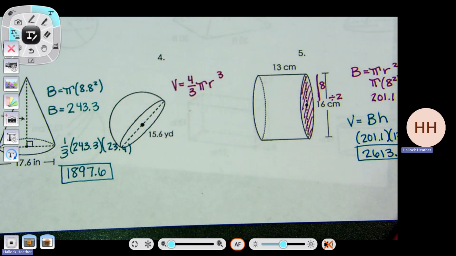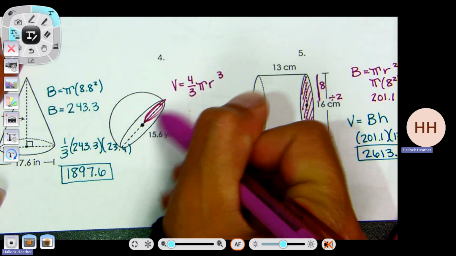So you have to divide your diameter by 2. You are not using 15.6. You are not using 15.6 for number 4. But also your radius, you have to divide by 2, because you need half of it.